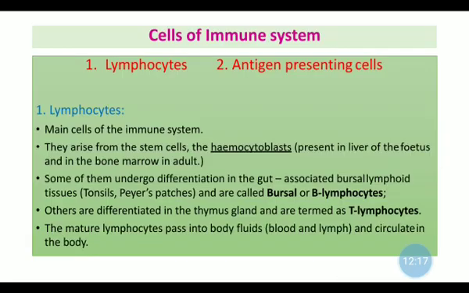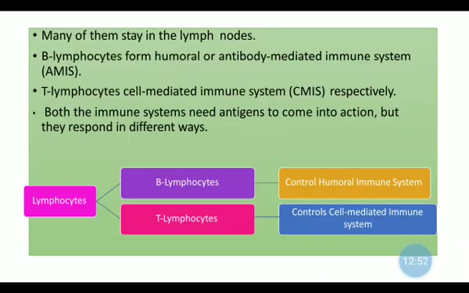Let us now learn about cells of immune system. The cells in the body involved in working of immune system are lymphocytes and antigen presenting cells. Lymphocytes are a type of WBCs. Many of them stay in the lymph nodes. You can see in the chart two types of lymphocytes: B lymphocytes, which control humoral antibody mediated immune system, and T lymphocytes, which control cell mediated immune system. Both these lymphocytes respond in different ways. You can refer to the points given in the slide.